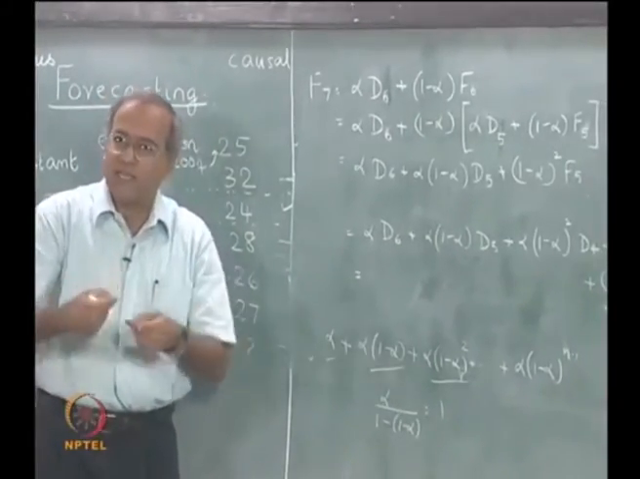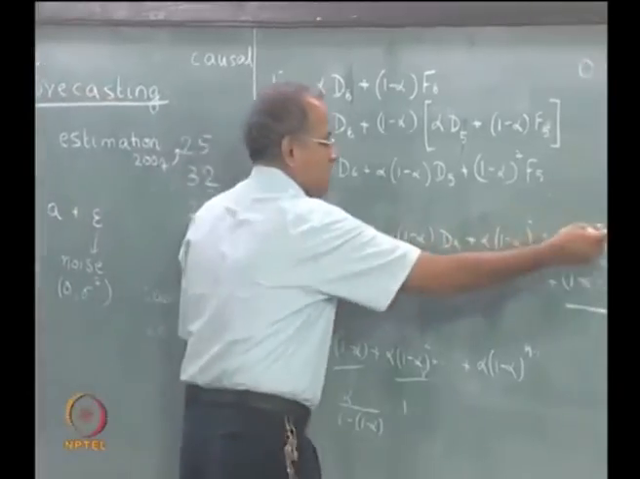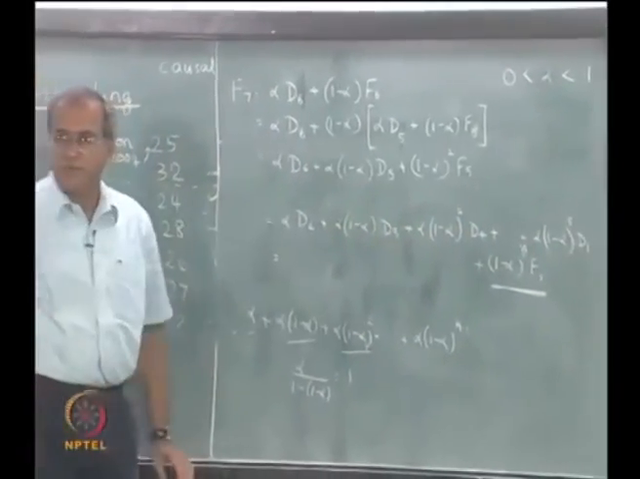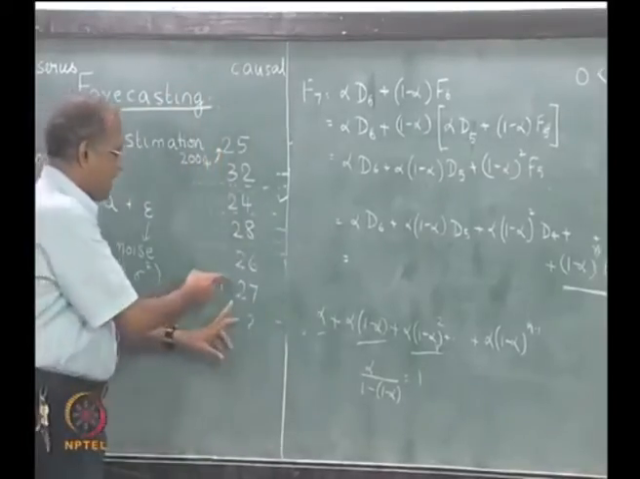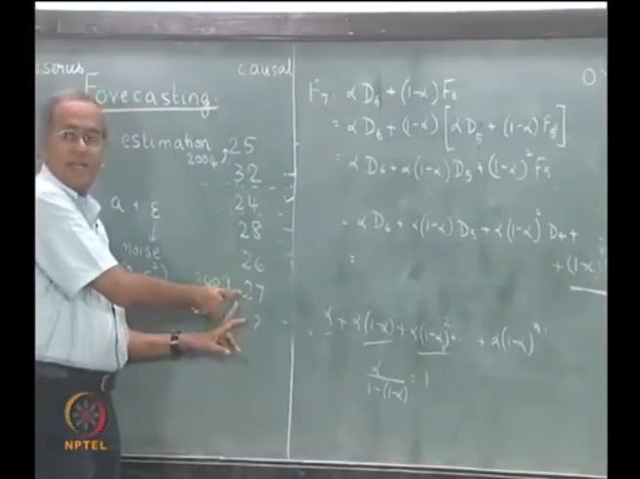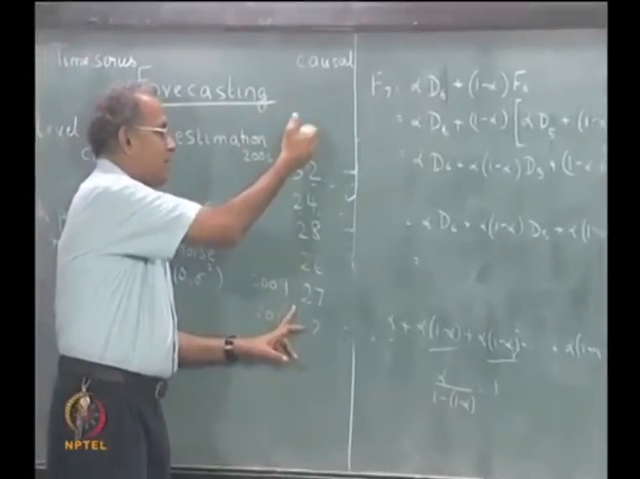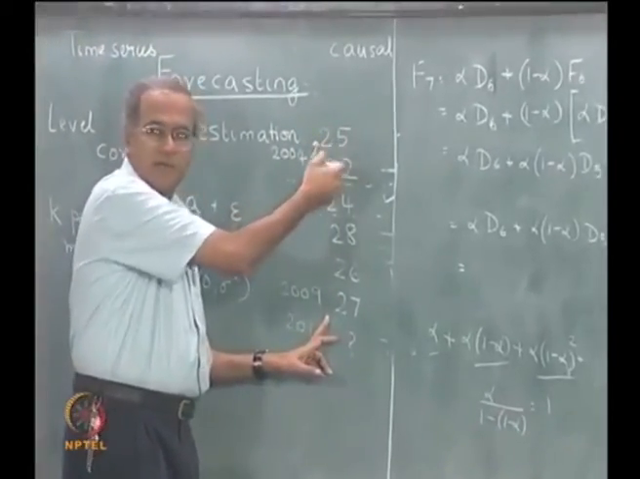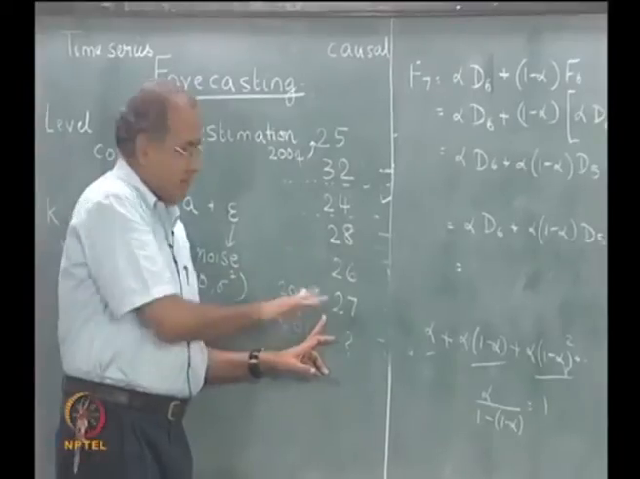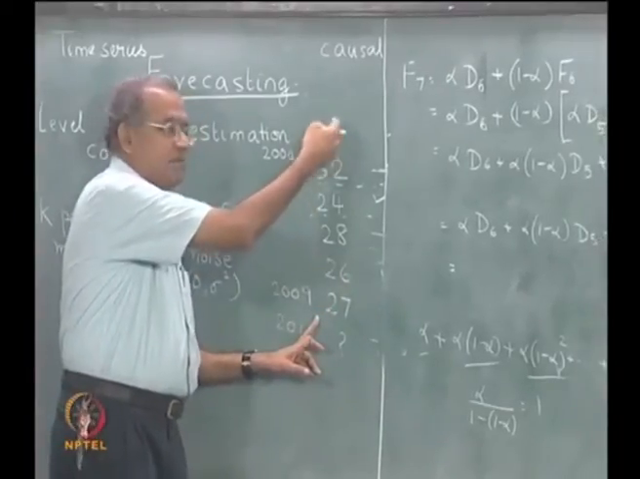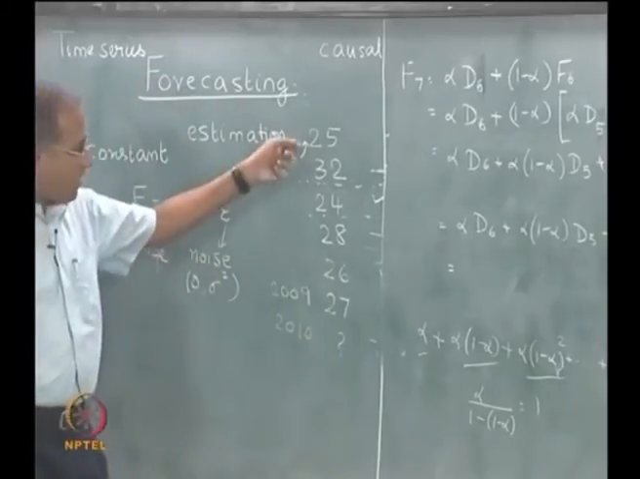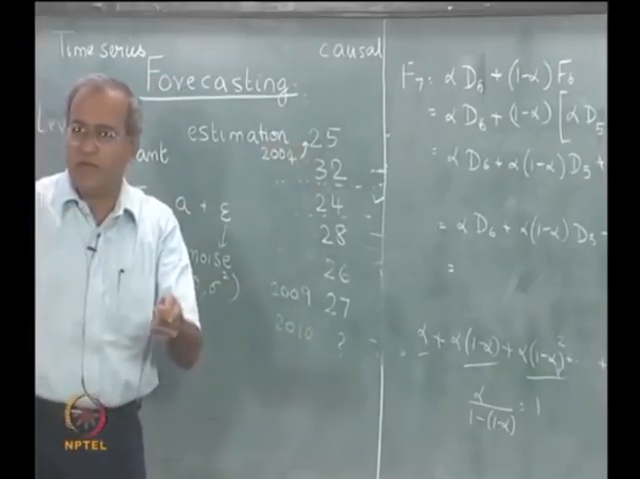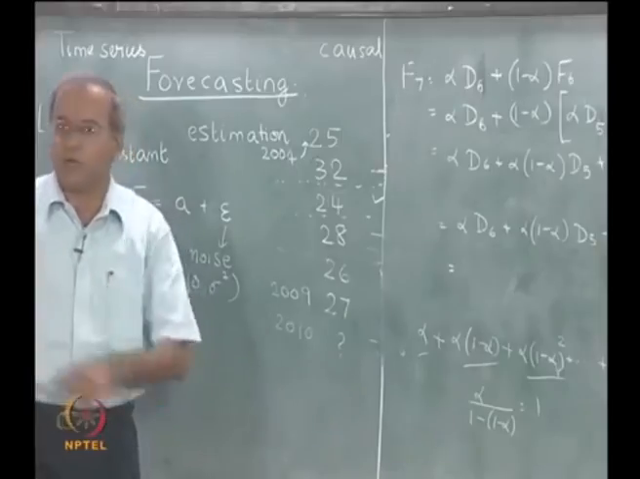So, the smaller the alpha, the more terms will start contributing to F7. Even though there are progressively decreasing weights, these will contribute a little more, the smaller the alpha. The larger the alpha, the weights associated with these become very, very small. So, if we want all of them to contribute reasonably well, alpha has to be slightly smaller.